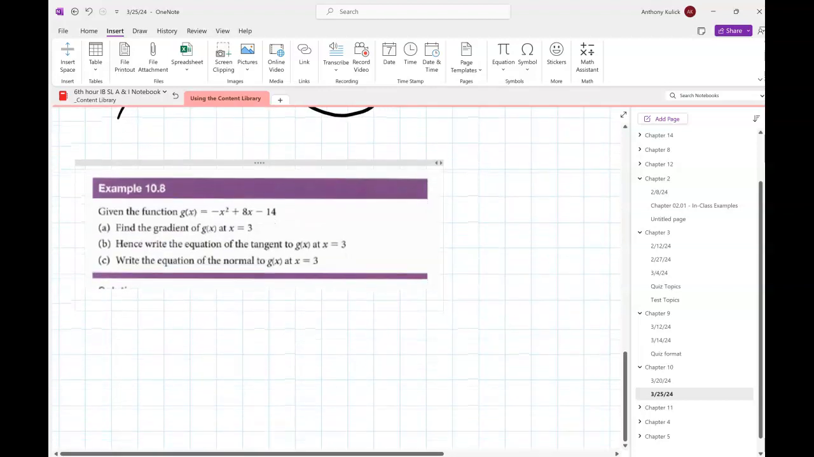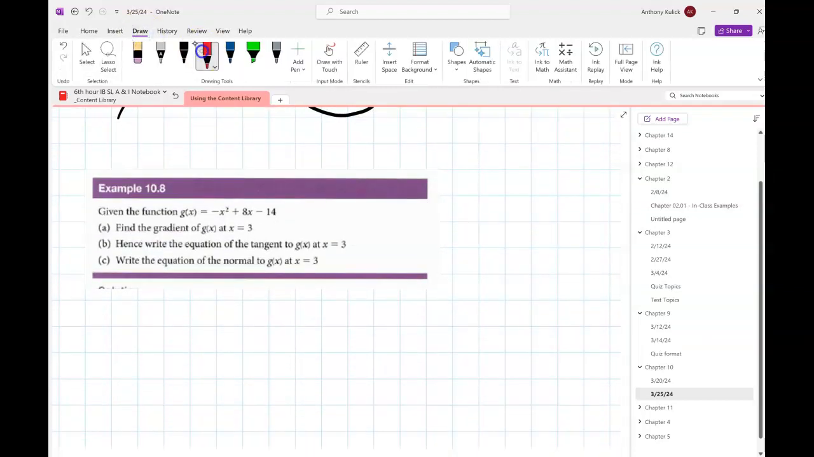All right, so given the function g of x equals yada, yada, yada, part A, find the gradient of g at x equals 3. When they say gradient, they really mean slope. If I want the slope of a function, what do I need to use? The derivative.